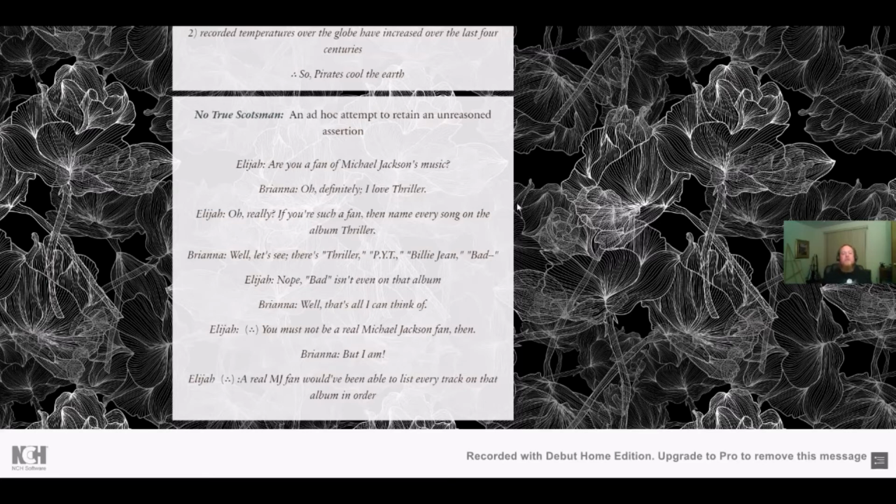And Elijah says, well, you must not be a real Michael Jackson fan because you obviously are not able to tell these albums apart. And Brianna says, I am. I know all the lyrics of these songs. No, Elijah says, a real Michael Jackson fan would have been able to list every track on that album in order. According to whom? According to Elijah. So what Elijah's doing is coming up with a special definition of what it means to be a Michael Jackson fan. People do this all the time with fandom.